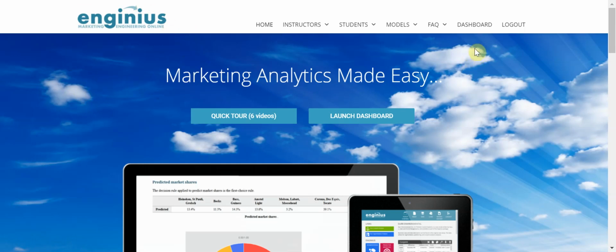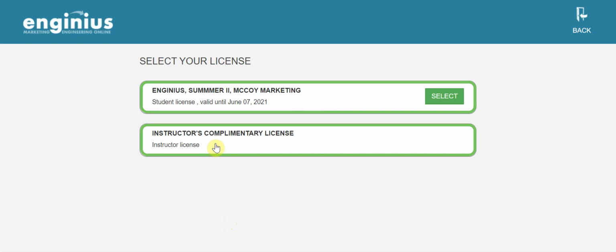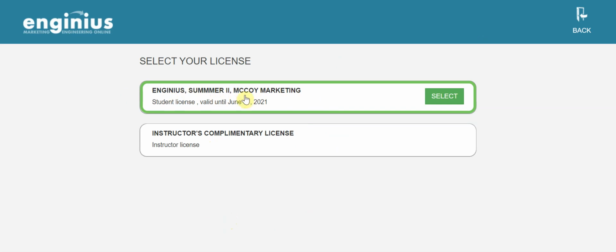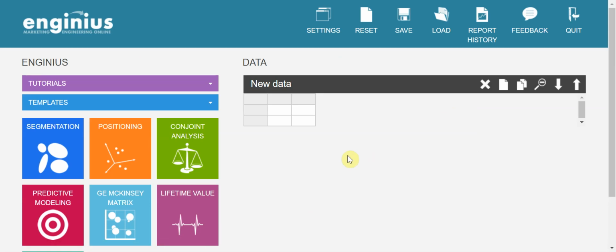So here, you can make access to a dashboard, right? So click on dashboard. As an instructor, I have two licenses, so let me choose the same thing as yours. No, not, yeah, this one, right? Select. So your interface should be something like this, right?